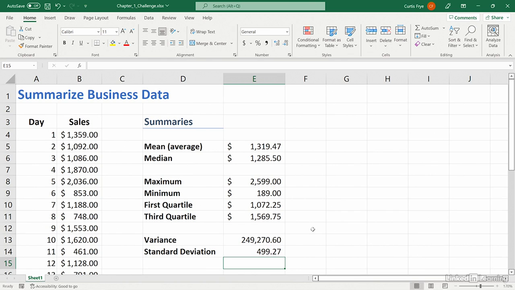And looking at our values, we're looking at the average of 1319.47, and with a standard deviation of about 500, then one standard deviation above would be about 1800, and one below would be about 800. And given the range of values that we have, with our maximum of almost 2600 and our minimum of 189, it looks like our standard deviation represents the data in our collection pretty well.